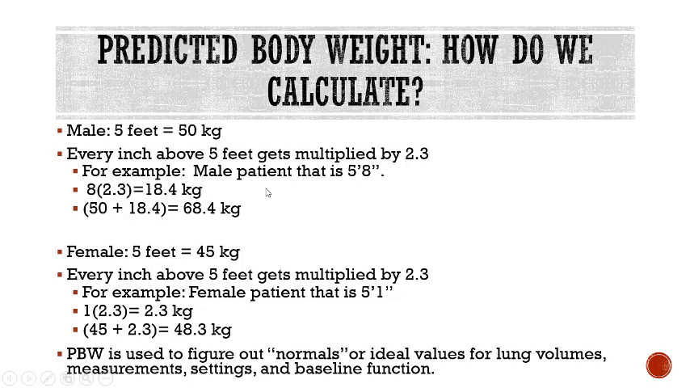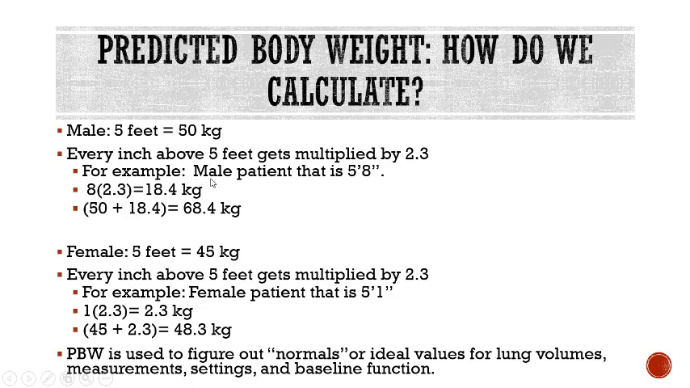If you have a way that you get predicted body weight that you feel comfortable with, that you like to use, do not feel like you have to use my method. There's more than one way to get there. This is just the way that I do it. The big takeaways for this is if you have a male patient, you're going to start at 50 kilograms for the 5-foot marker. And if you have a female patient, you're going to start at 45 kilograms for the 5-foot marker. Then for every inch above 5 feet, you multiply it by 2.3.